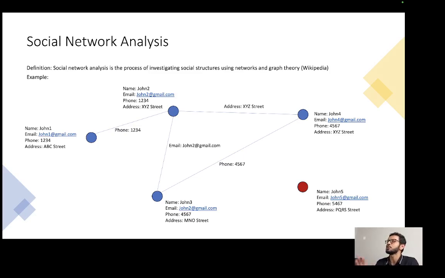But as you can see, John 5 is not connected to any of the other data points, and that's why it's been denoted in red. None of the data points, like email address or phone number, for John 5 is common to any of the other data points in the network. So in a way, you can say that John 1, 2, 3, 4 are part of the same cluster. They are part of the same social network. John 5, on the other hand, is not part of that cluster or social network.